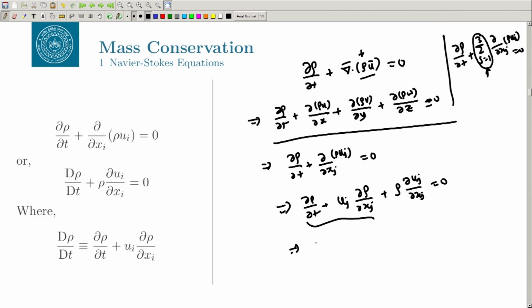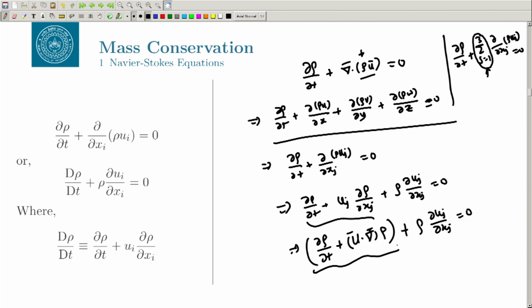Okay. So, if you write it in vector notation, del rho by del t plus u dot del rho, and plus rho del u_j by del x_j. I am sure you are comfortable, or you have seen this kind of expression. It can be done for any derivative. So, del phi by del t, phi can be any quantity, plus u dot del phi. So, this is your time rate of change and this is the convection of that particle, right.